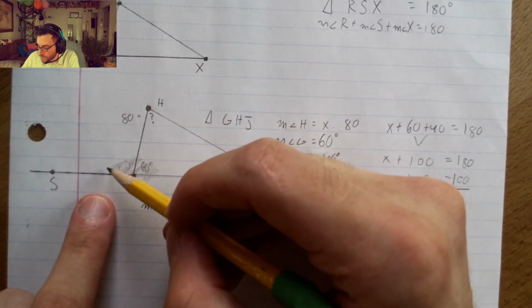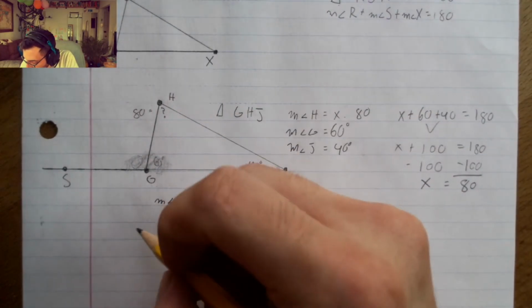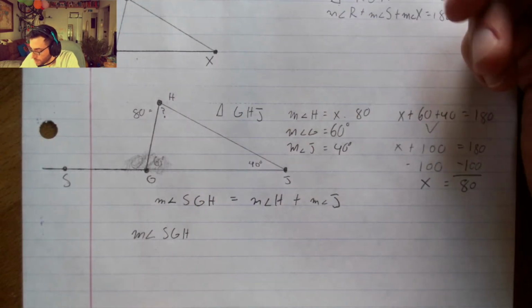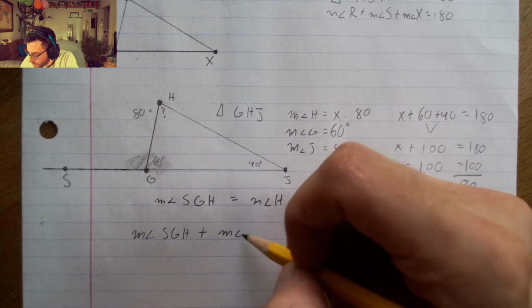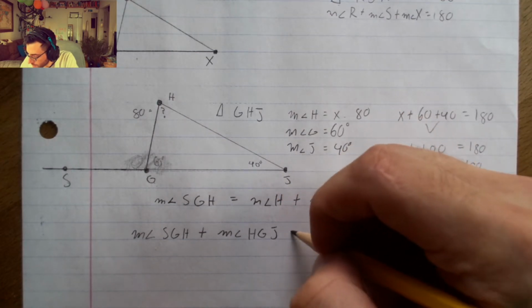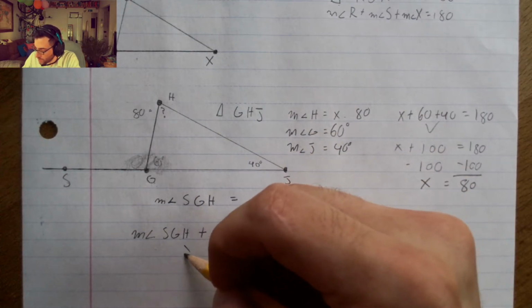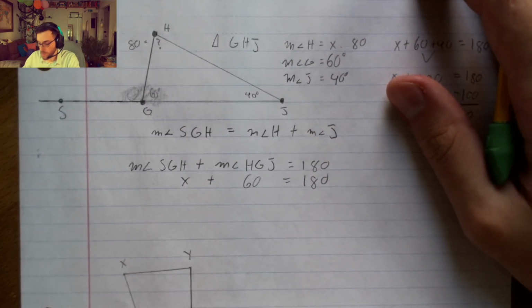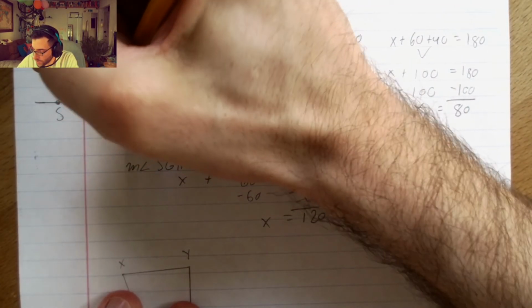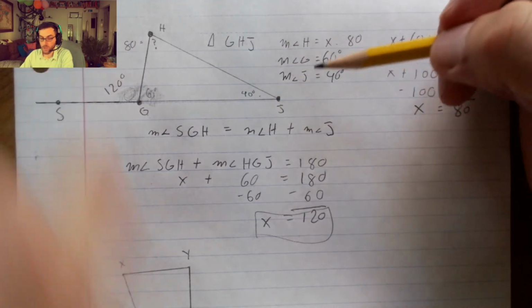If we wanted to do an equation and solve for this missing angle just on this diagram here, kind of like we did on the top, we could say that the measure of angle SGH plus the measure of angle HGJ is equal to 180. We actually went ahead and filled everything in. We have 60 plus our unknown is equal to 180. And if we minus 60 minus 60, we get 120 equal to our unknown over here. If we just add H and J, 80 plus 40, we'd also get 120.